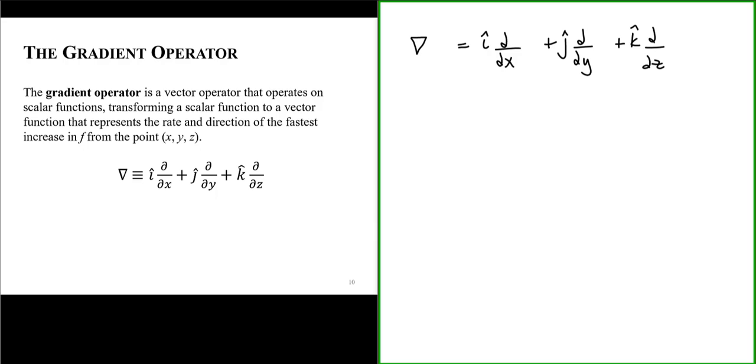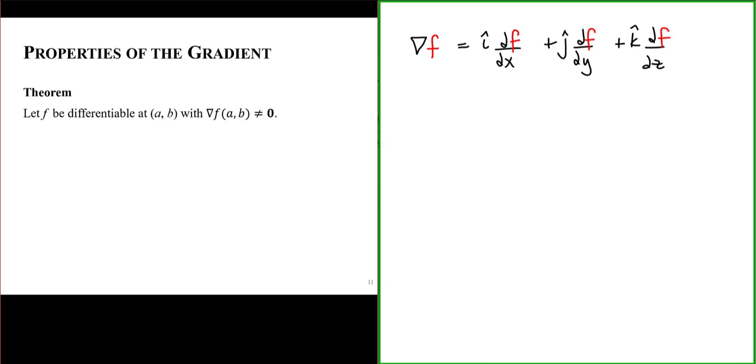Suppose we have a function of x, y, and z. That function would be applied to the gradient operator such that the gradient operator would evaluate the partial derivatives of x, y, and z, which will form the x, y, and z components of the gradient function. Now, there's a couple of important properties of the gradient.